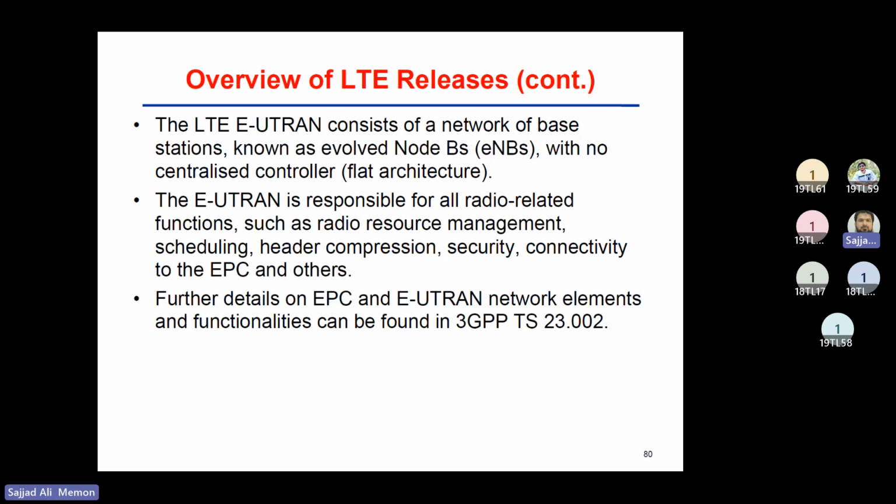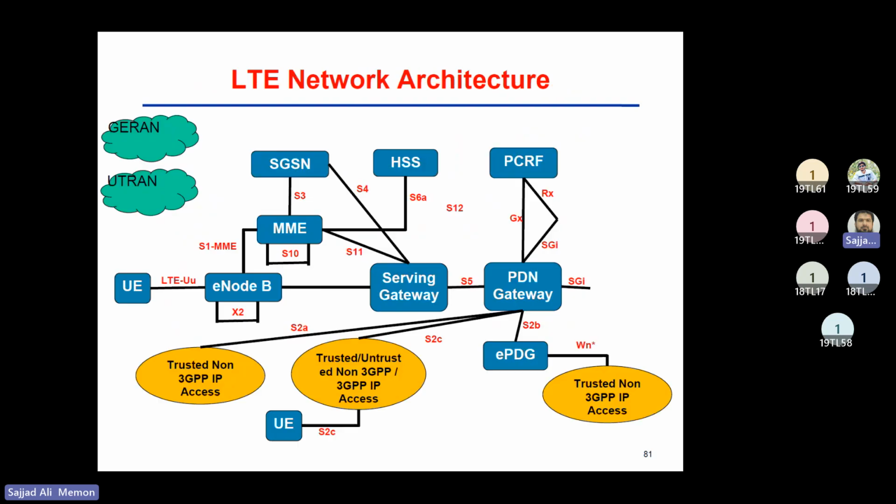Its access network E-UTRAN is responsible for all radio related functions such as radio resource management, scheduling, header compression, security, connectivity to the EPC and others. Further details on EPC and E-UTRAN elements and functions can be found in the document 3GPP TS 23.002. If you are interested, you can have a look at that document as well.